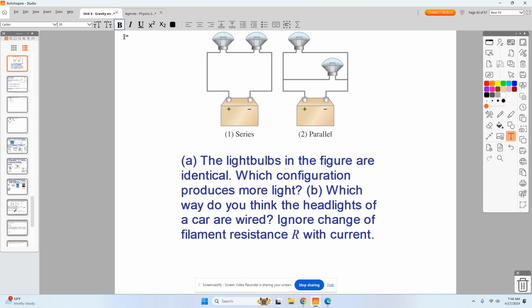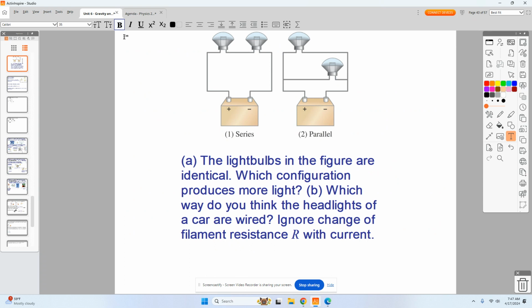So this is a concept-based question that comes from your textbook, and it's these light bulbs are configured. They are identical light bulbs. So each of those light bulbs is the same as those. Which configuration would you say produces more light, the series configuration or the parallel configuration?